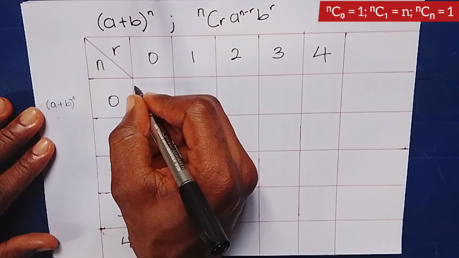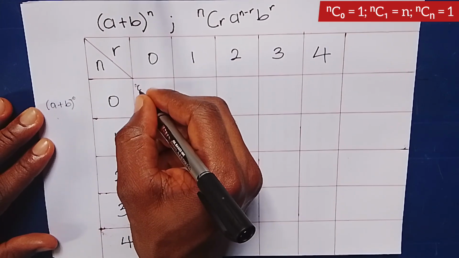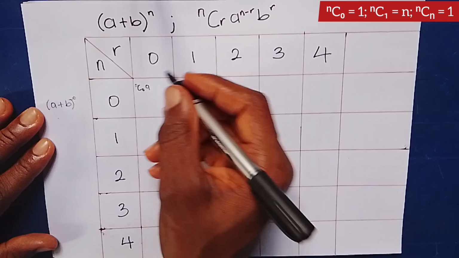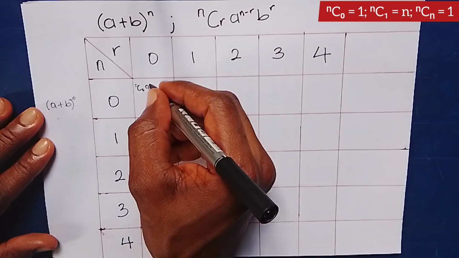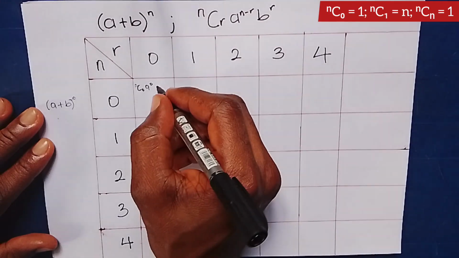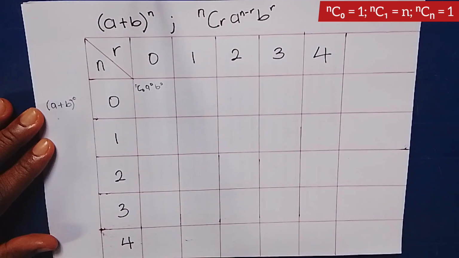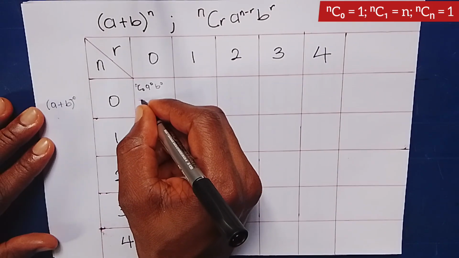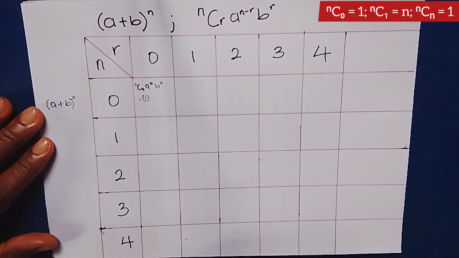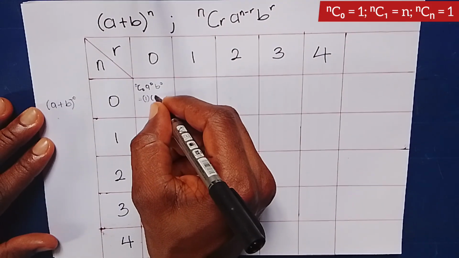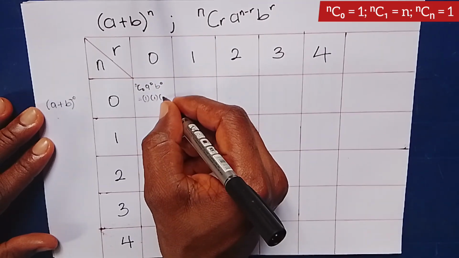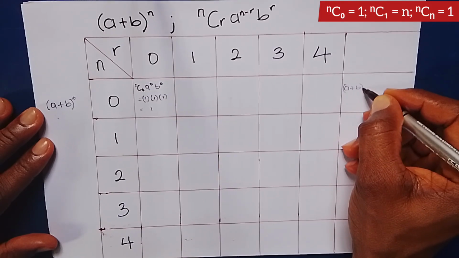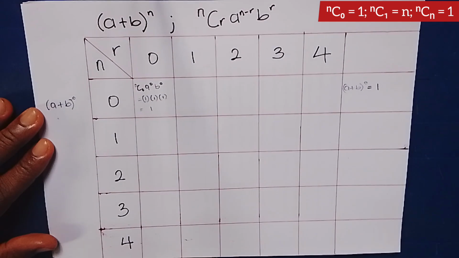So, our n is equal to 0. n combination r, our r is equal to 0. And then we have a raised to the power n minus r. Our n is 0, our r is 0, 0 minus 0 is 0. And b raised to the power r, our r is also equal to 0. So from the facts we stated about combination, we know that 0 combination 0 is equal to 1. And a raised to the power of 0 is equal to 1. b raised to the power of 0 is also equal to 1. So therefore, this is 1.